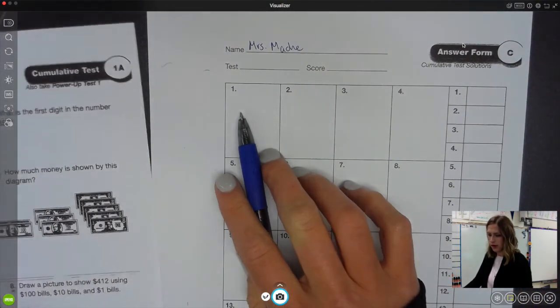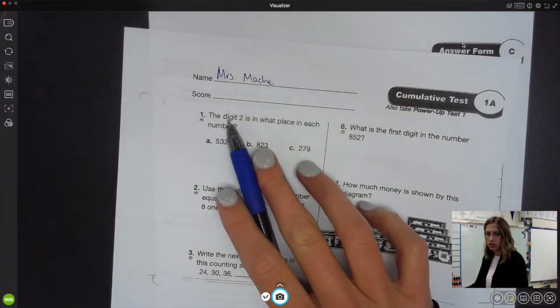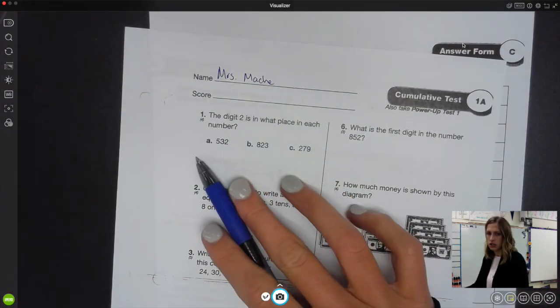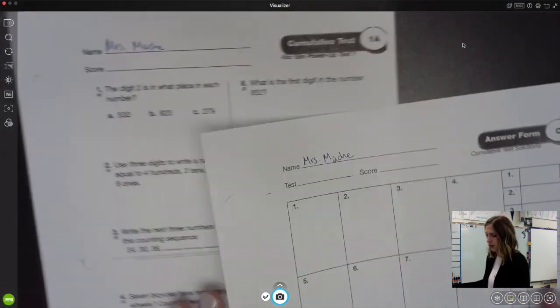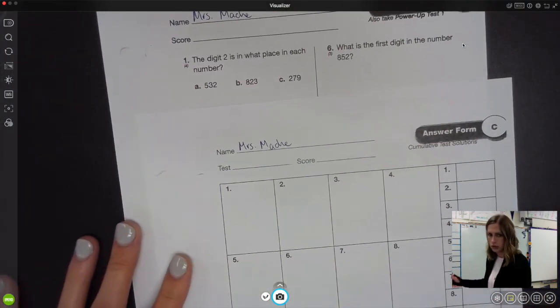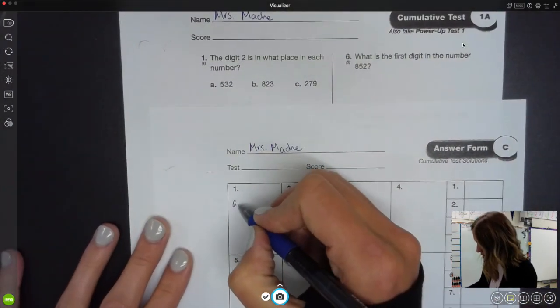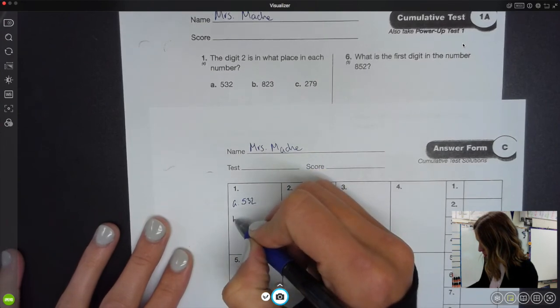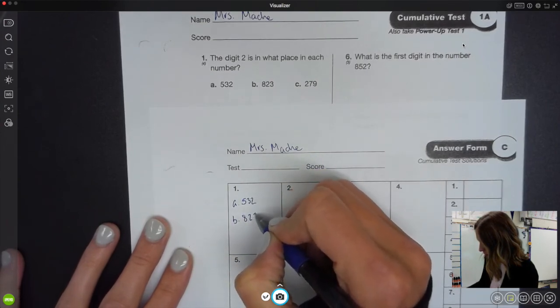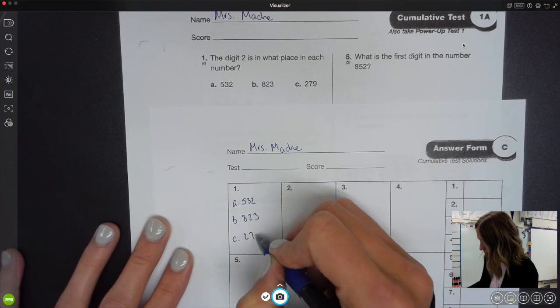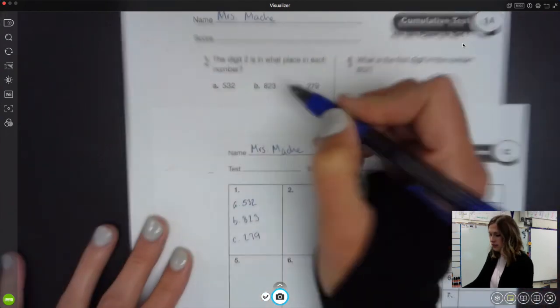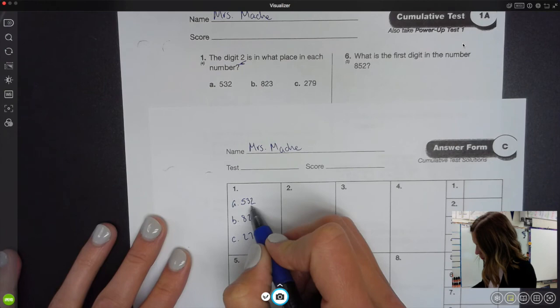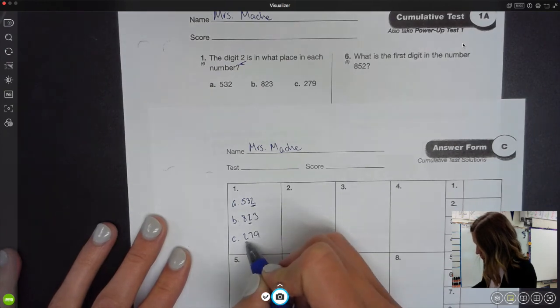All right, number 1. The digit 2 is in what place in each number? All right, I'm going to copy it onto here. Digit 2 is in what place? A, 532. B says 823. C says 279. It says the digit 2, so I'm going to underline the 2. The 2, the 2, the 2.